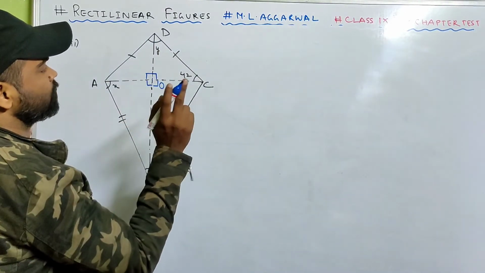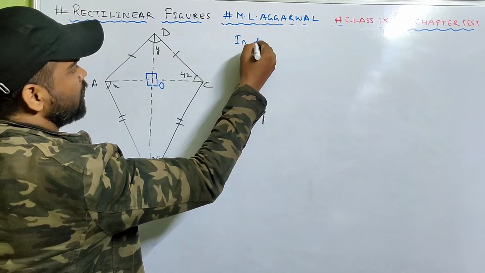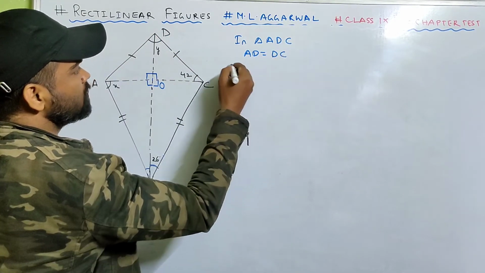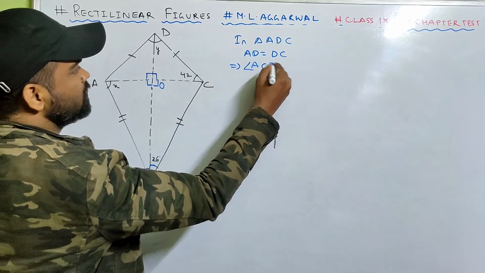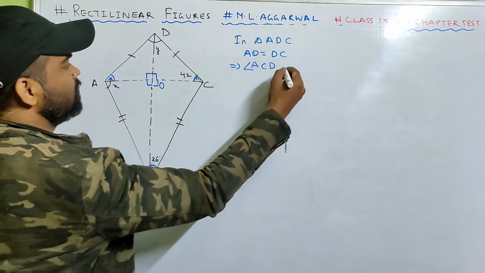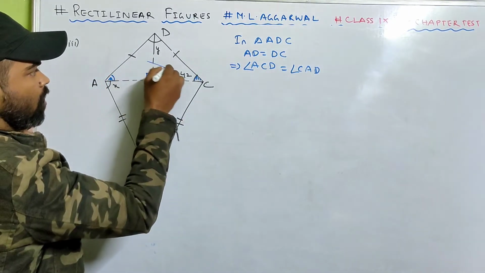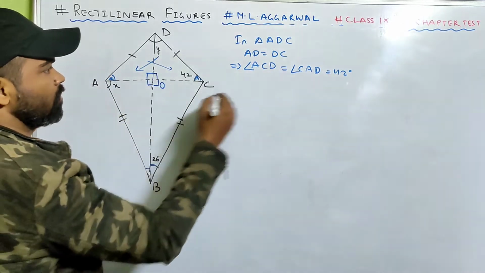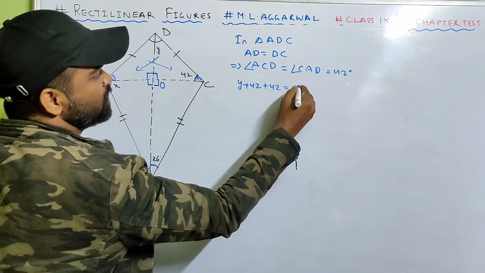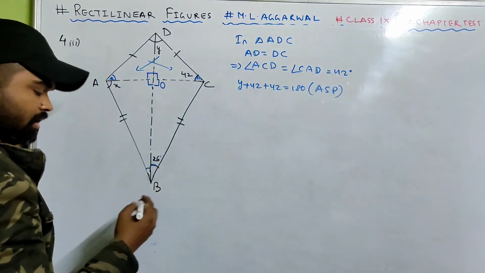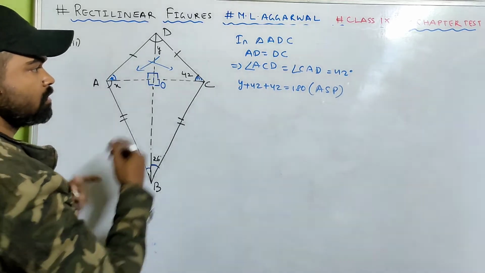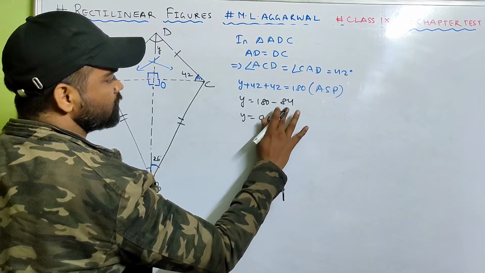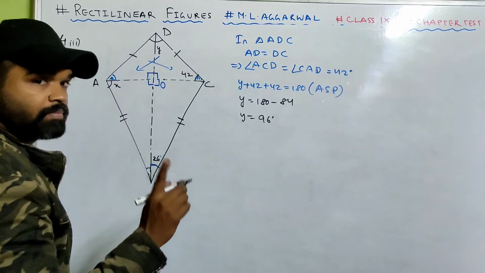Chalo. First we'll find y. Look, in triangle ADC, it's an isosceles triangle. AD is equal to DC, which means angle ACD and angle CAD will be equal, because the angles opposite to equal sides are equal. This is equal to 42 degrees. Now look carefully, y plus 42 plus 42 will be equal to 180, angle sum property. In a triangle, all three angles add to give 180. So y equals 180 minus 84. So y equals 96 degrees. Done. This is my first part. y is done.